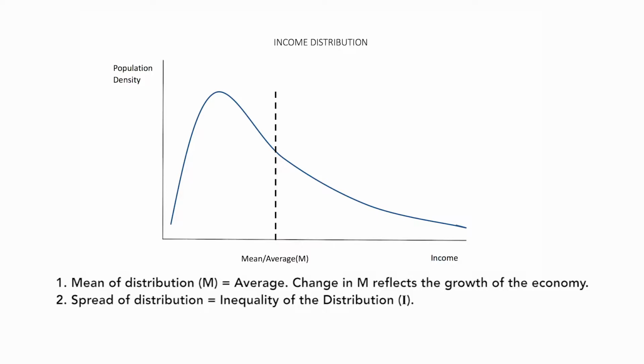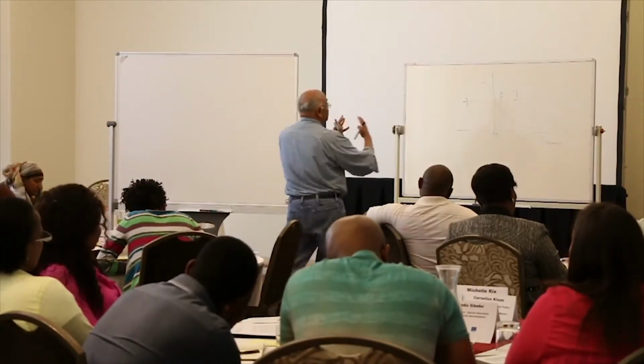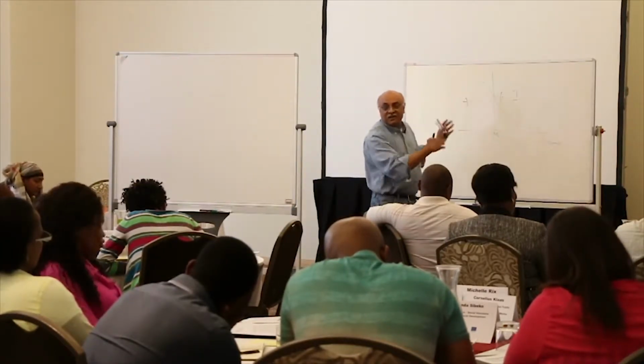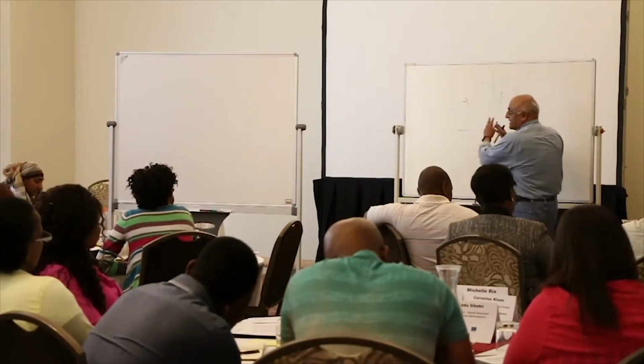And I believe Alan talked yesterday about the Gini coefficient, which is a measure of inequality. It's a measure of the spread. But there are many other measures of the spread. You can think of all sorts of statistical measures. So there's the average, there's the spread.